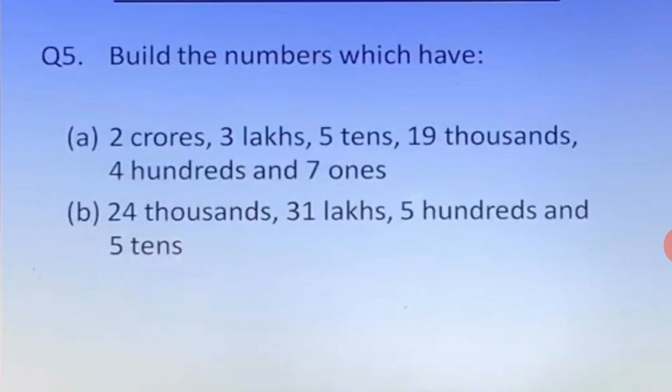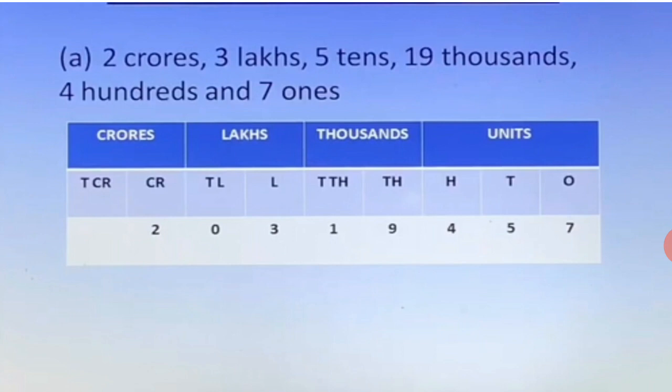Next question: build the numbers which have the following values. Now we have been given different numbers: 2 crore, 3 lakh, 5 tens, 19,000, 400, 7 ones. Now we have to form a number from these. Now for the A part, for writing this we will first write down the periods and then the place values. Then we will start writing the number.